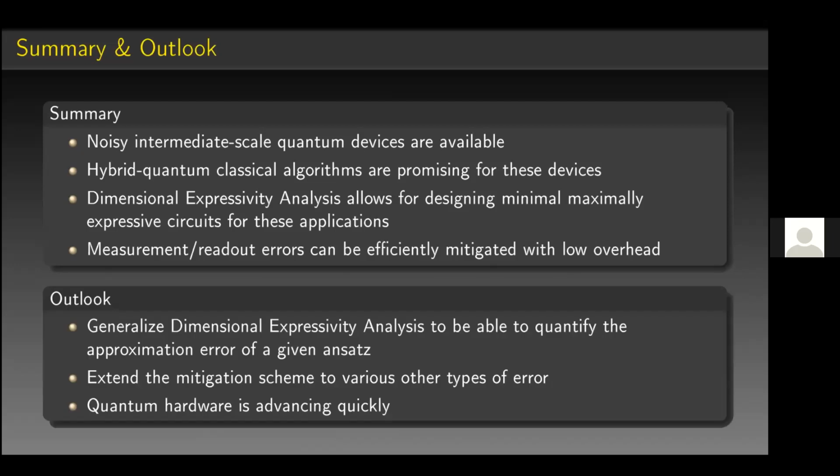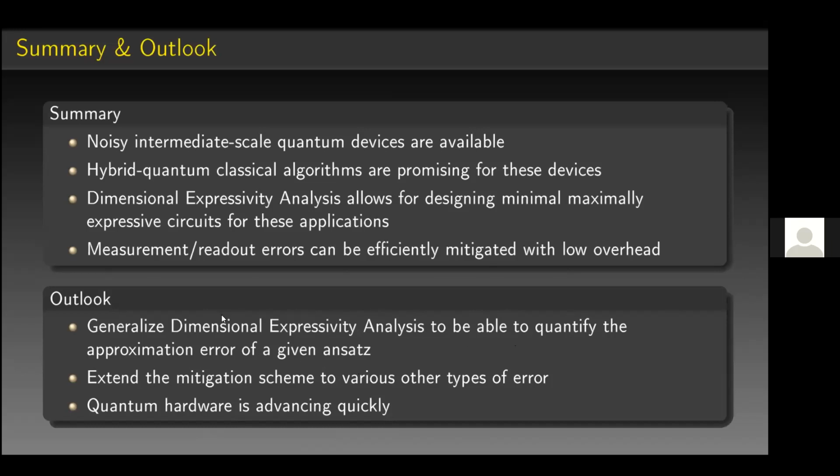And just to give you an outlook here, so far dimensional expressivity analysis can only tell you if you're maximally expressive or not, but it doesn't allow you to quantify the approximation error of a given ansatz a priori. So that's something we're actually working on.